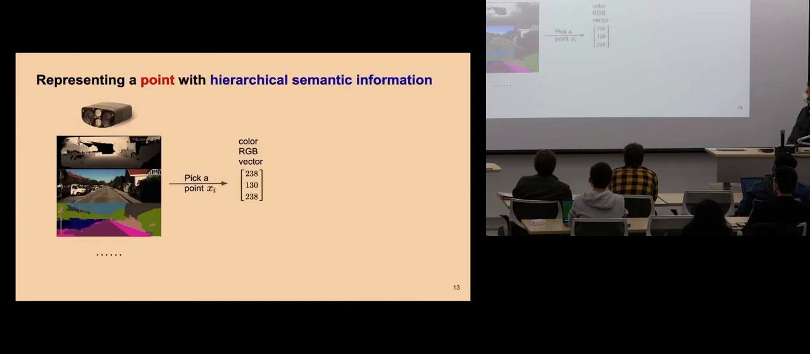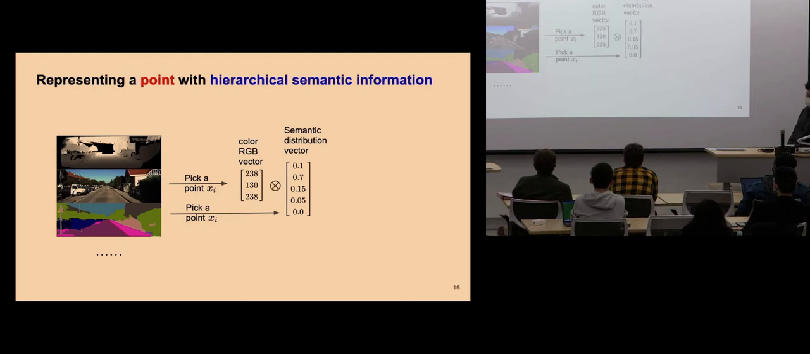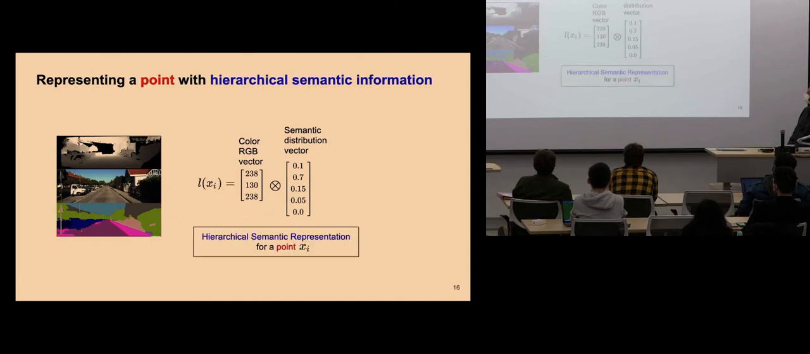Here's an example from the KITTI dataset. Let's pick a single point xi from the stereo observation. This xi has the color pixel, which is basically a 3-dimensional vector. We also have a corresponding semantic observation from some neural network, and it has a different dimension than color. We combine them with the tensor product. And this is what we call the hierarchical semantic representation for a single point x, or we can call it a label. So this label will encode the non-geometric information for a single point.